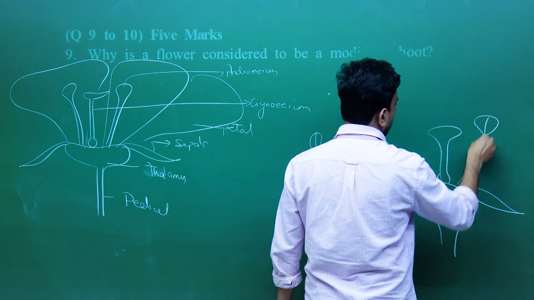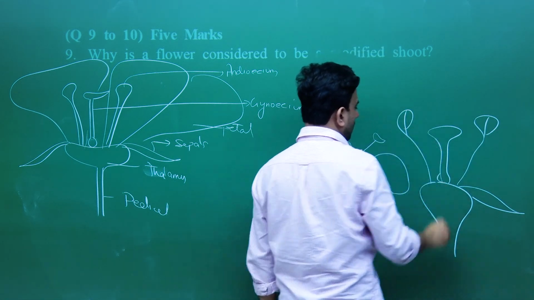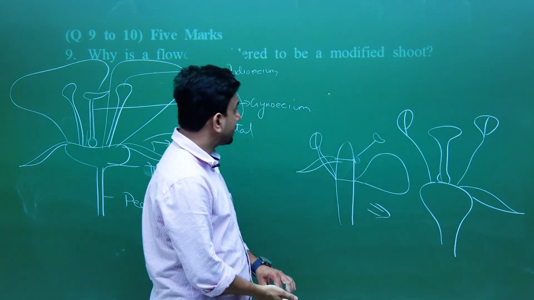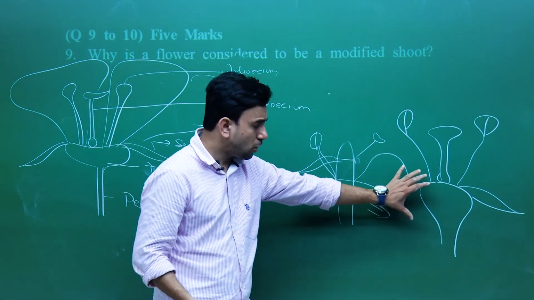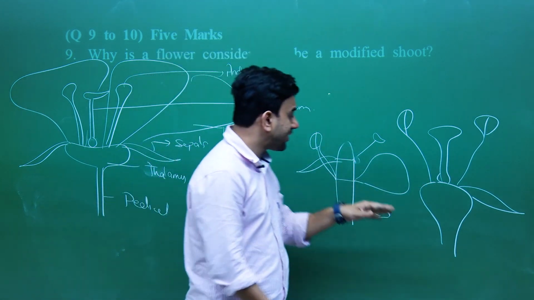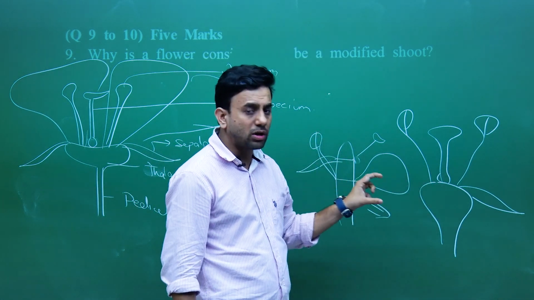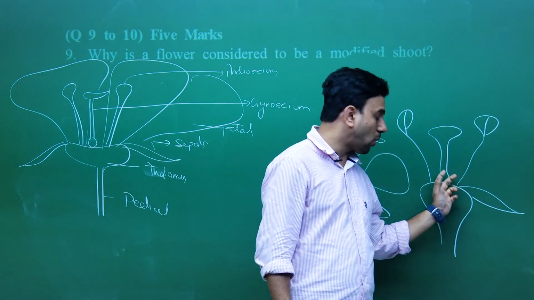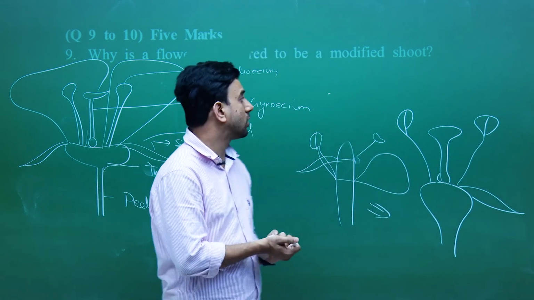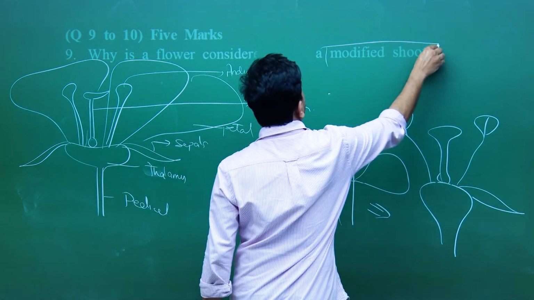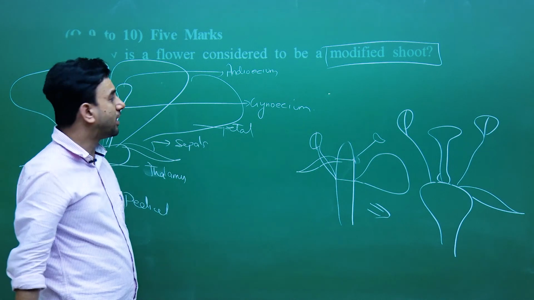That is why we say that the flower is a modified shoot. If you modify the shoot, if you compress the shoot, then the top part will become broad and thick, called the thalamus or the receptacle, and on the top will be all the 4 floral whorls. That is why we say that the flower is a modified shoot.